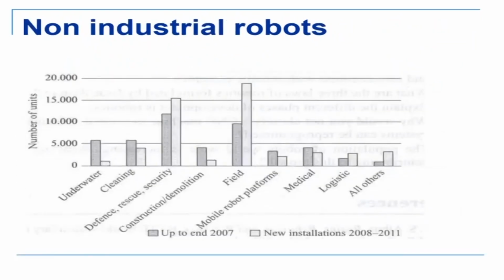Now, as we proceed further, what are the new areas in which robotics has come? This is a very interesting question, because the industrial robotics space is more or less dominated by the major companies like Hitachi, Fanuc Robotics, and Yaskawa Robotics. So for a new company to come into that space is extremely difficult. But other non-industrial applications of robotics have come up, in many, many areas. For example, underwater cleaning, defense, rescue, security, construction, field applications, mobile robot platforms, medical, logistics, and others.